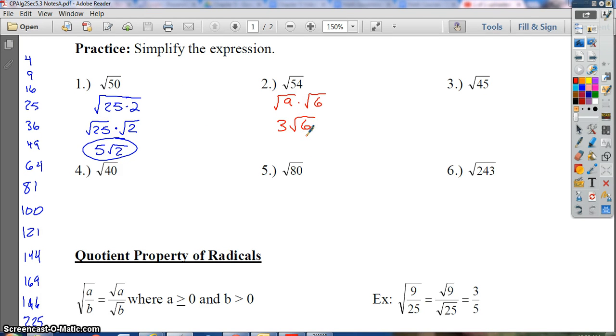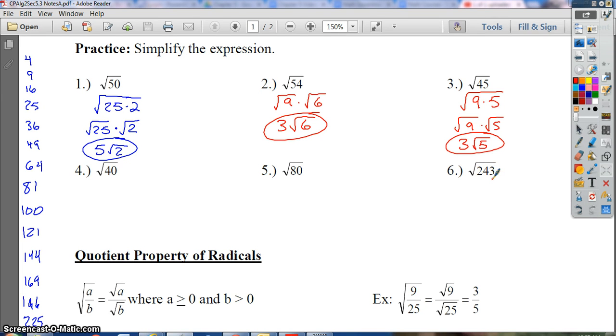It has a remainder, so you would stop at 3 root 6. Square root of 45. Does 16 go into 45? No. 9 does. This is 9 times 5, which is the square root of 9 times the square root of 5. Square root of 9 is 3, so I have 3 times root 5.